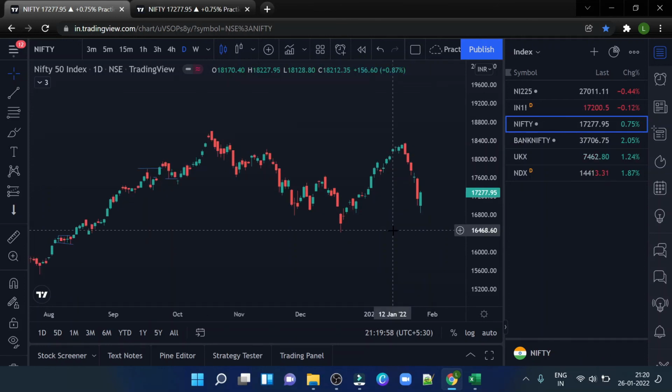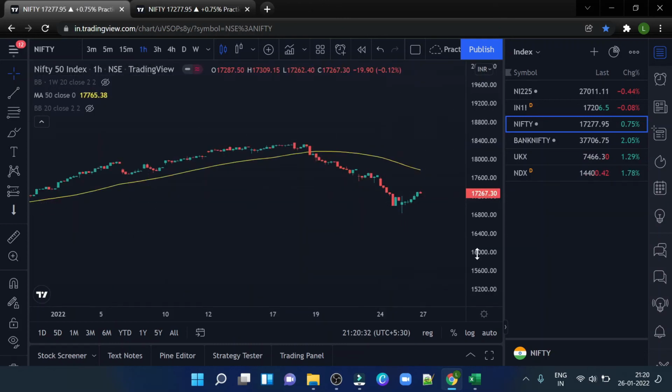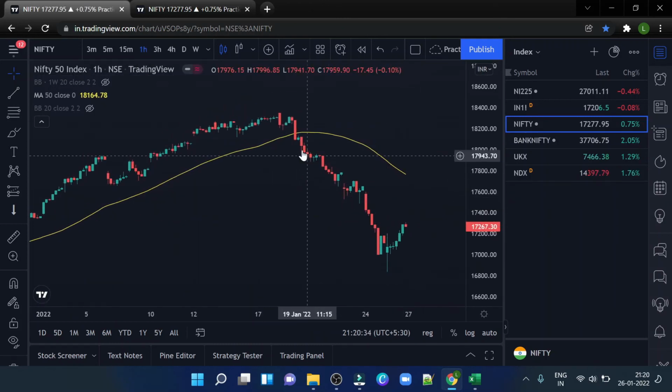Let's look at the direction of Nifty 50 as per the daily time frame and hourly time frame as on 25th January. Let's apply the 50-day moving average. To understand the direction of the daily time frame, we have to switch over to the daily time frame and then look at the direction. So still it is downtrend.